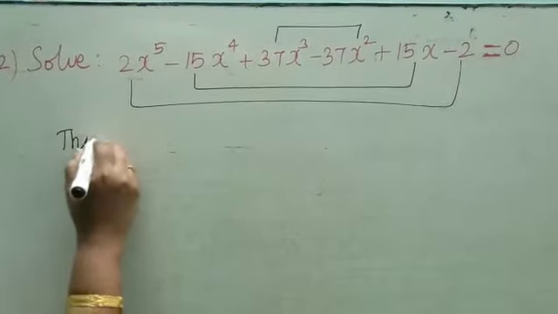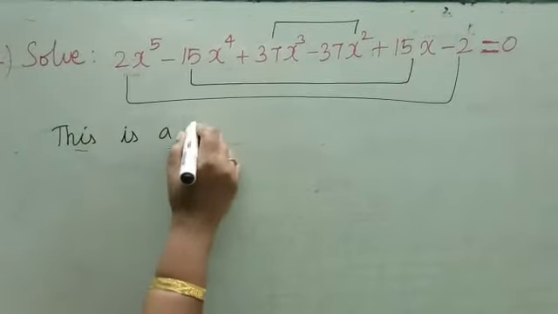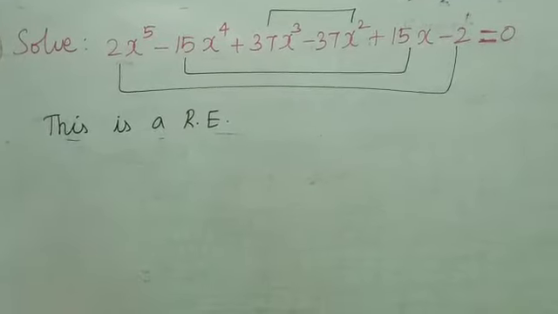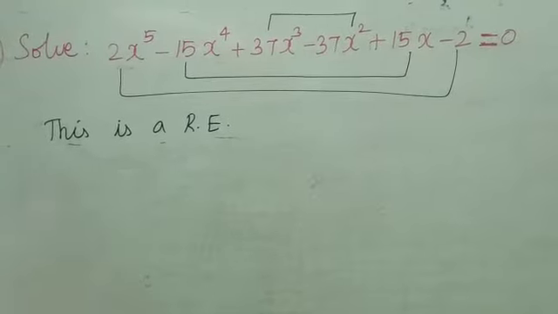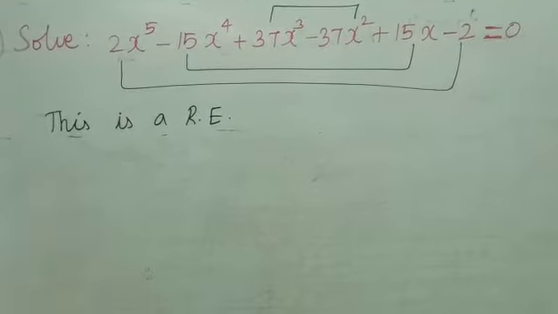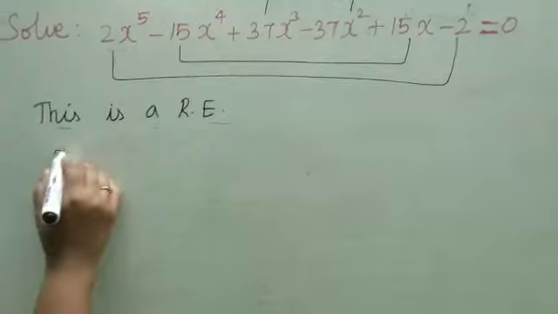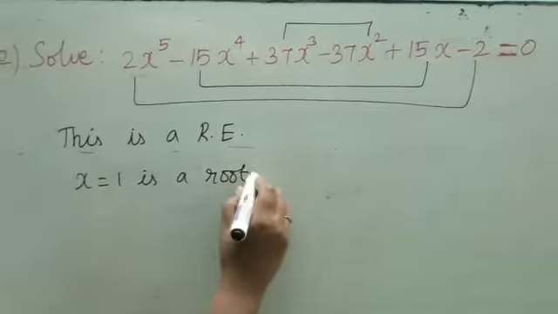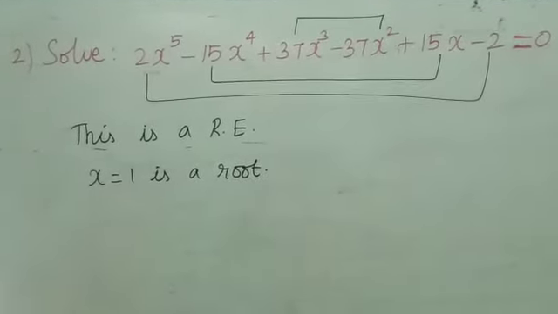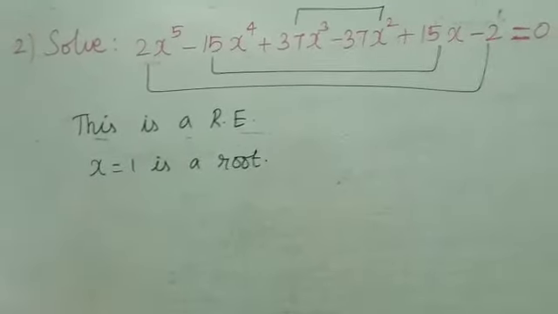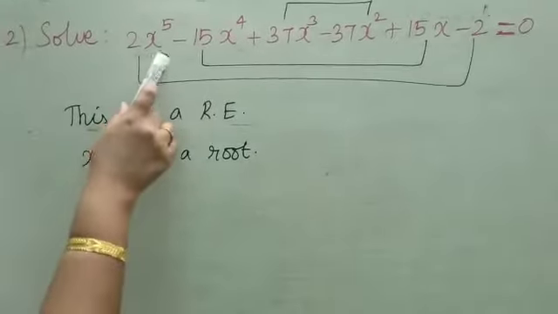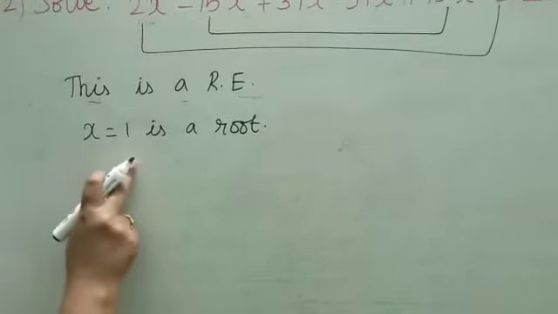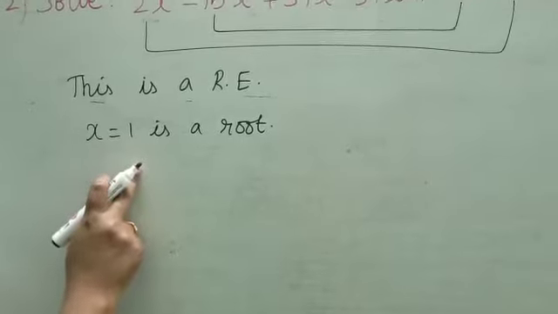First, this is a reciprocal equation. The degree of the equation is odd and the signs of the first coefficient and the last coefficient are opposite. Therefore, x equal to 1 is a root. I know one root of the equation. Now I am going to find the remaining 4. Because it is a fifth degree equation, it must have 5 solutions. One root only I know. I am going to find the remaining 4.